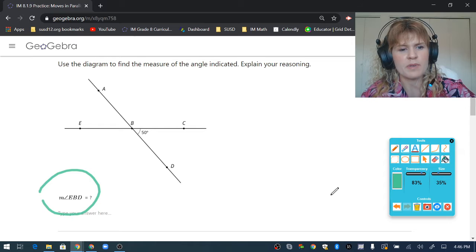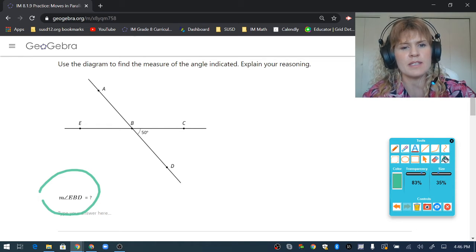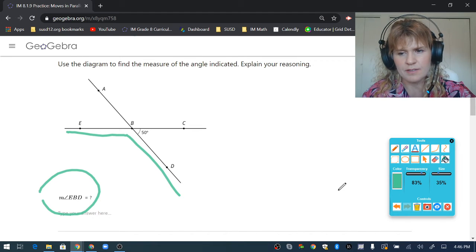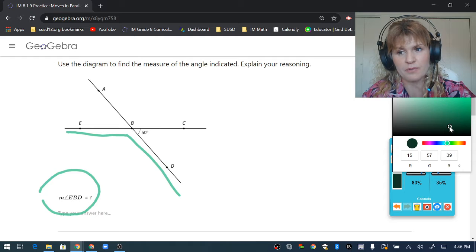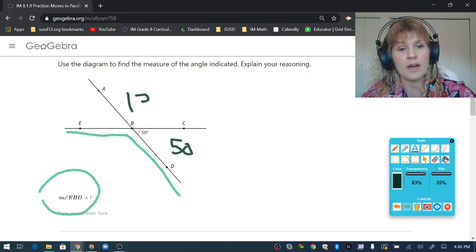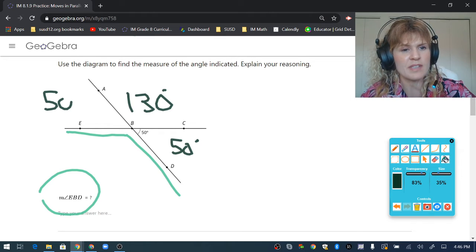What is the measurement of angle EBD? EBD is here. Okay, well, you know what we calculated so far, right? It told us that this is 50 degrees, and we calculated that this angle is 130 degrees, and then we calculated that this congruent angle is 50 degrees. So what about this remaining angle?